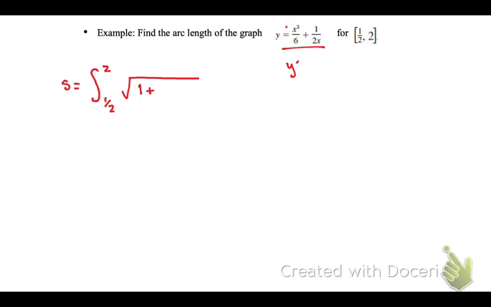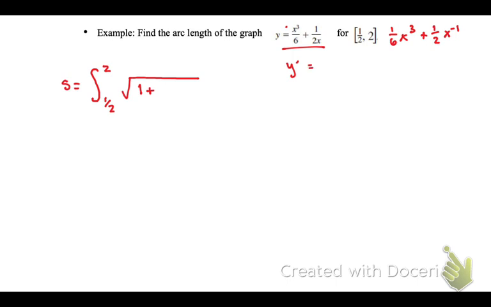I would have written this as 1/6 x cubed plus 1/2 x to the negative 1. Wouldn't that be the easiest way to write that? Except that's not what I did. Oh, sorry.